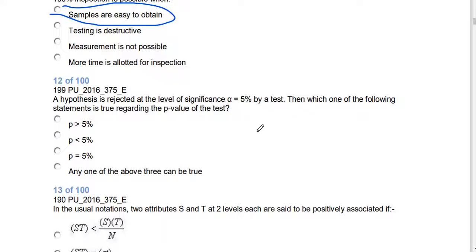When our p-value is greater than 0.05, then we accept the null hypothesis. This is the correct option.